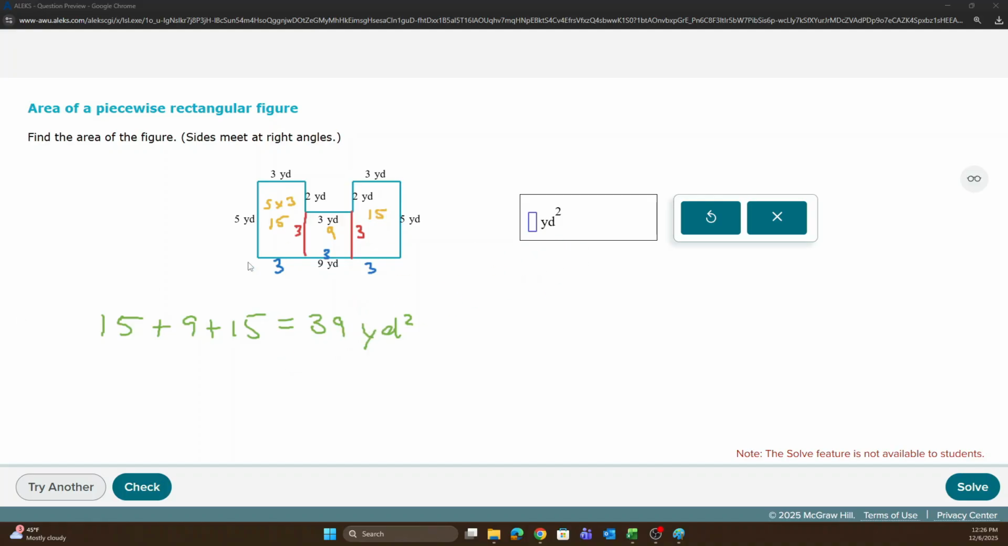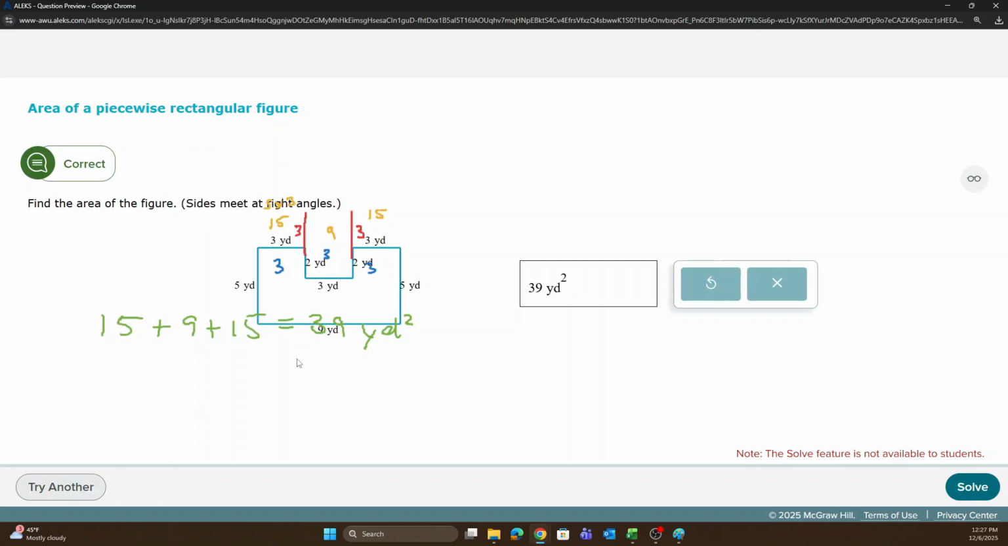So if we put that in over here, 39 yards squared, we hit check. You can see we did everything right. Unfortunately, this pushes it down and everything's not lined up anymore, but that's okay. You can go back in the video to see where things were before we hit the check. Let's go ahead and do another one of these before we move on to our third question.